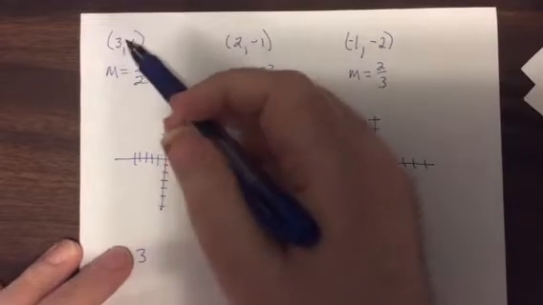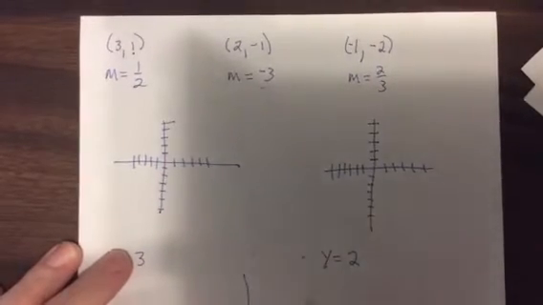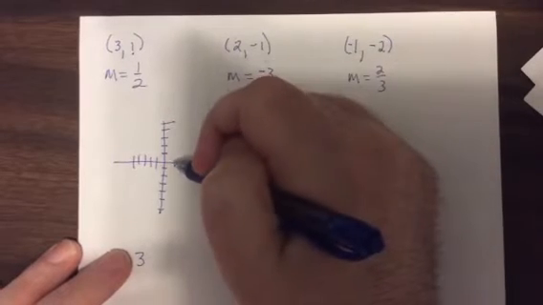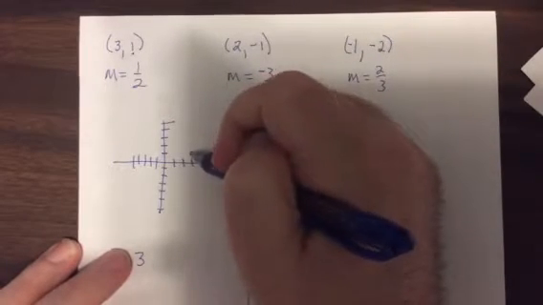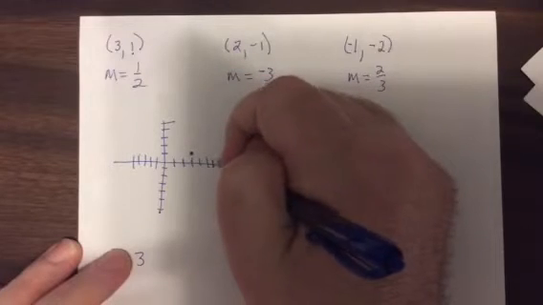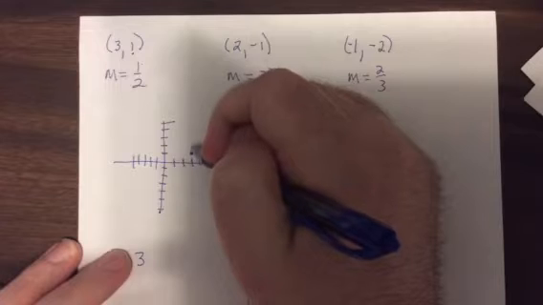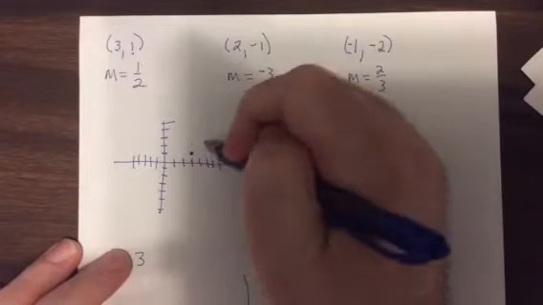First, let me move my chair. Sorry about that. We're going to plot the point given. So that's 3, 1. 1, 2, 3, 1. Then we're going to use the slope to find more points. So 1 over 2. Remember, it's rise over run. So up 1, right 2.